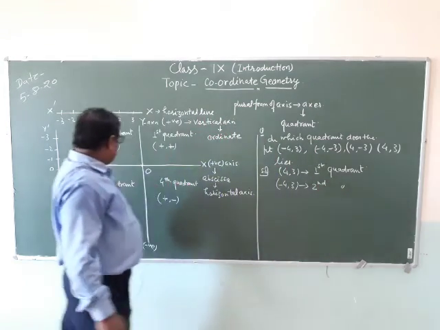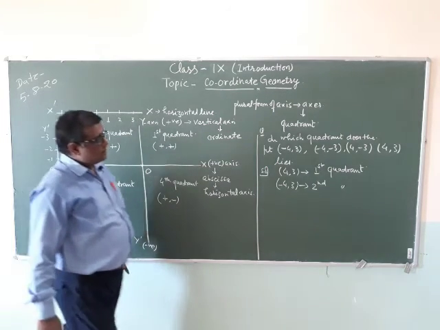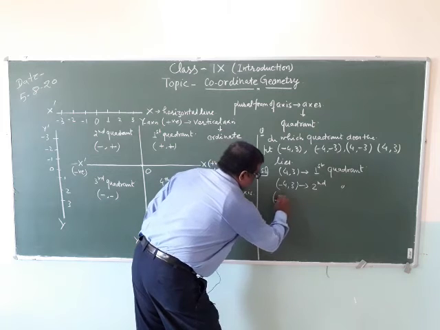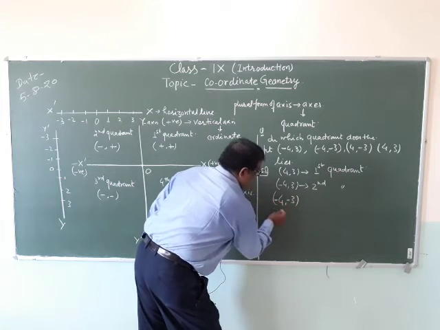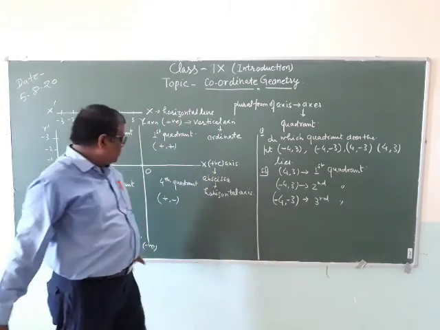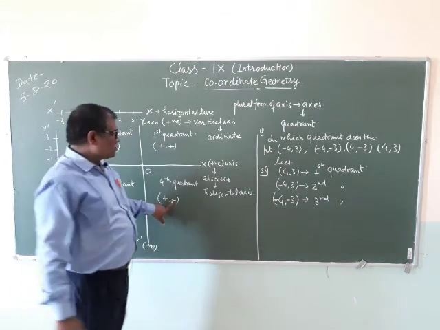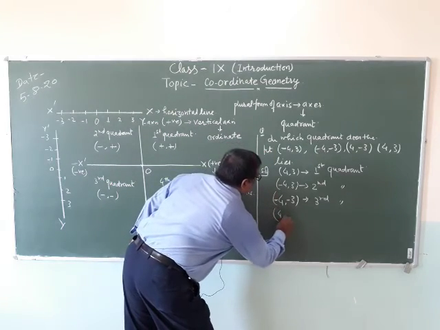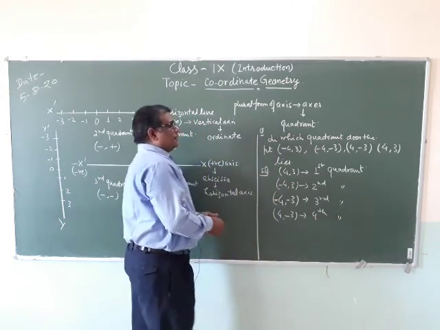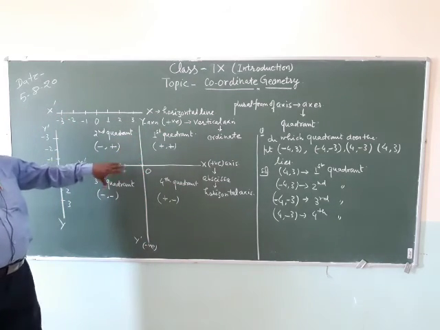Again in the third quadrant, both are negative. Look here, (-4, -3) lies in the third quadrant, and in the fourth quadrant x is positive and y is negative. So here (4, -3) is in the fourth quadrant.